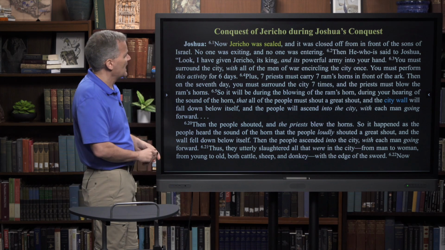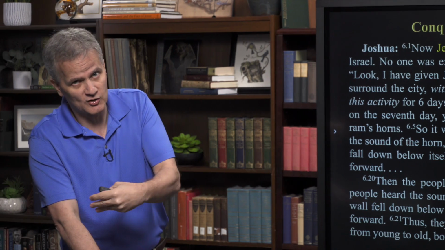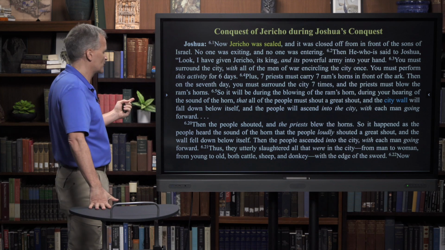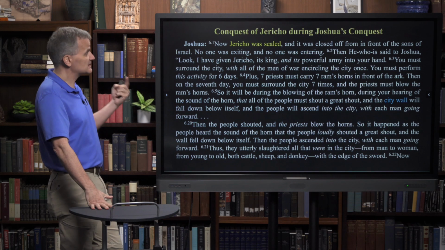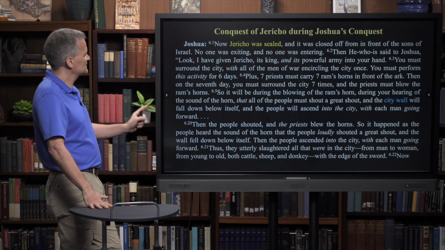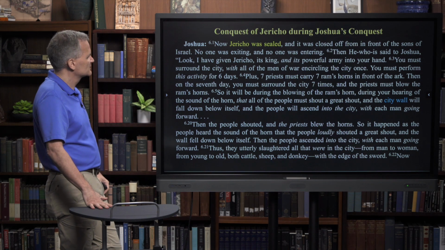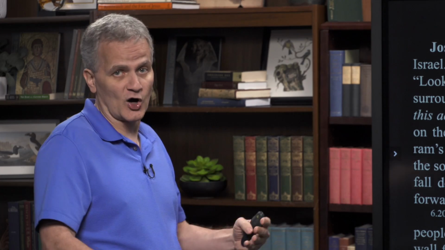Now, Jericho was sealed, and it was closed off from in front of the sons of Israel. So the Israelites could not get into Jericho because of this being sealed up. No one was exiting, and no one was entering. Then he who is said to Joshua, "Look, I have given Jericho, its king, and its powerful army into your hand. You must surround the city with all of the men of war encircling the city once. You must perform this activity for 6 days. Plus, 7 priests must carry 7 ram's horns in front of the ark." And that's the Ark of the Covenant where God himself is dwelling.